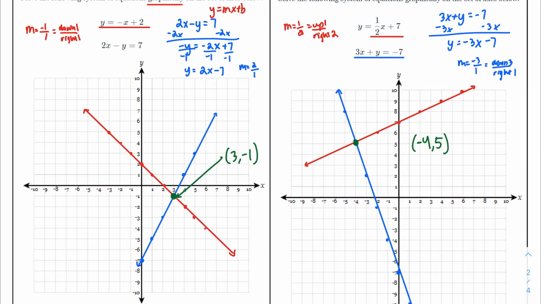Okay, but if you're crossing through a halfway point, so if you were crossing like there, that means something's wrong, okay? So your answers should be whole numbers.